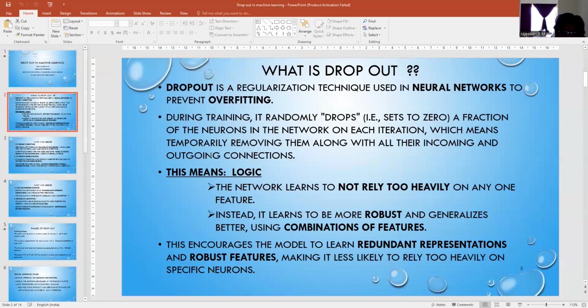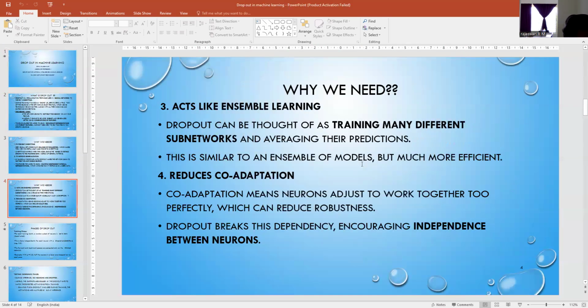See here, the first point is that it is used to prevent overfitting. Remember, it is the main point here. So why is dropout so important? You have to know. That is discussed here: in complex neural networks with many parameters or factors.